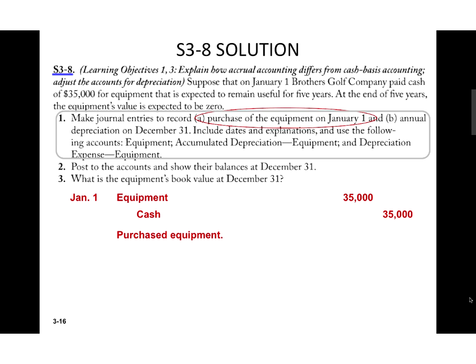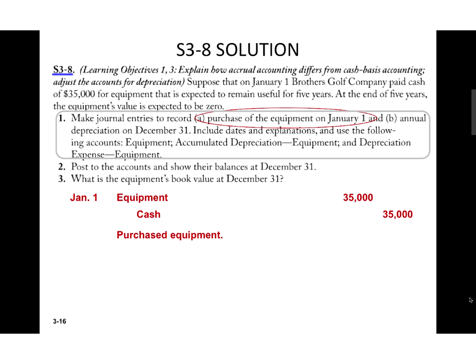Yes, and we are debiting equipment because it said we purchased equipment, and in the very first sentence it says we paid cash. So that's why we have that entry. That is the entry when we bought the equipment, from the very first sentence of the exercise.